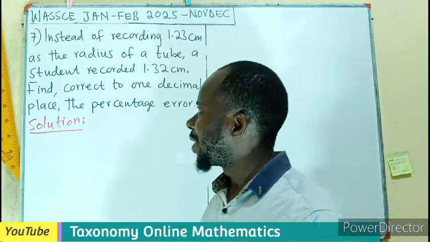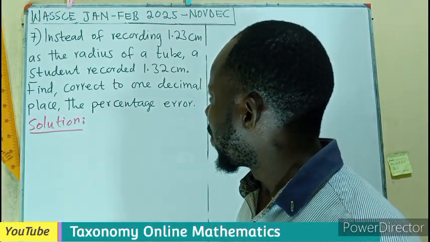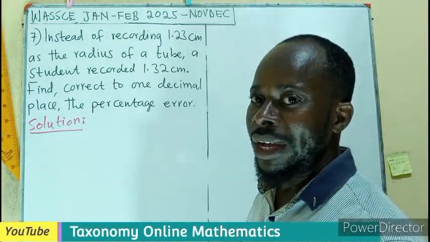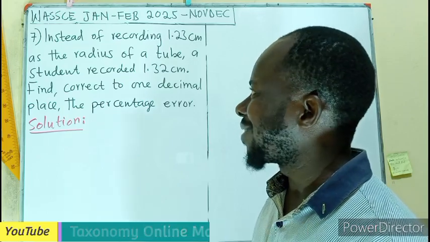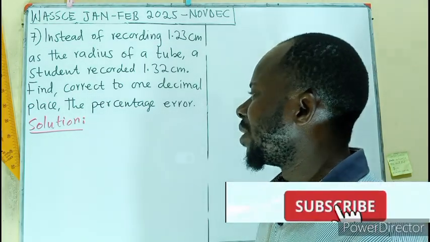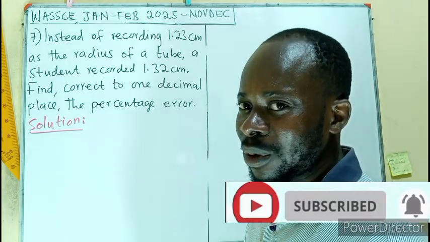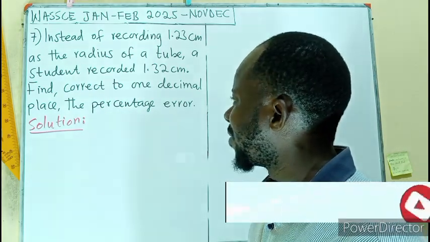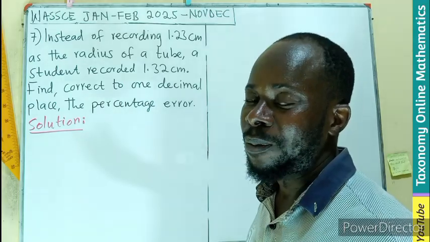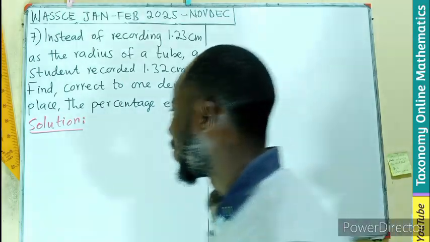Hello, welcome. Question 7. Instead of recording 1.23 centimeter as the radius of a tube, a student recorded 1.32 centimeter. We have to find, correct to one decimal place, the percentage error. How do we find percentage error?